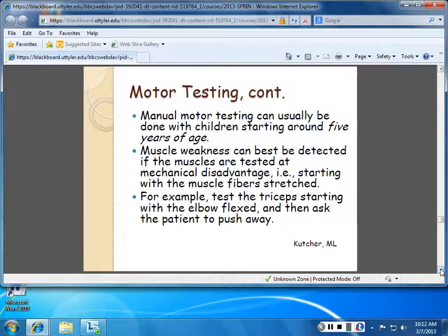Manual motor testing can be done when the child's about 5 years of age. And again, like with an adult, if muscles are at a mechanical disadvantage when they're stretched, that's when you can best detect weakness.